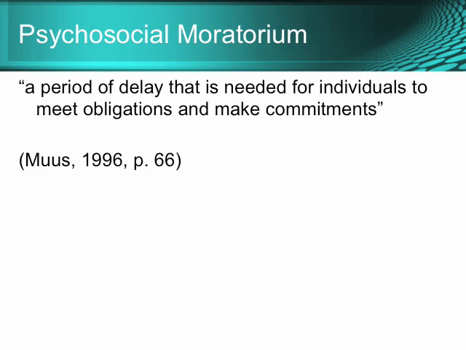Erikson also believed that during adolescence, in order to fully achieve identity, the individual needs a period of psychosocial moratorium. And he defined this as a period of delay that's needed for individuals to meet obligations and make commitments. So it would be a time of reduced responsibilities, and it would allow the individual to probe his or her own belief systems and goals and achieve identity. Now, of course, that's not always possible and really not ever entirely feasible, but it is an important time for self-exploration.